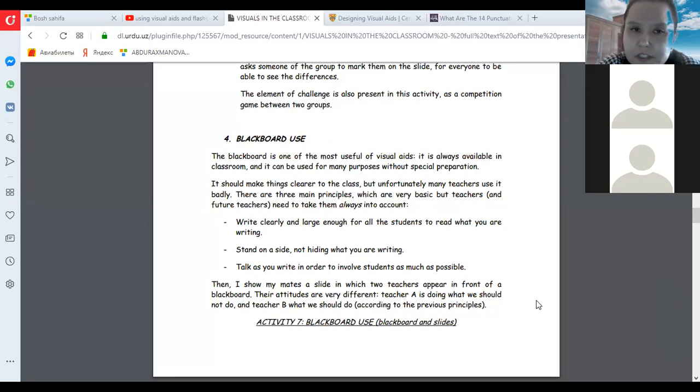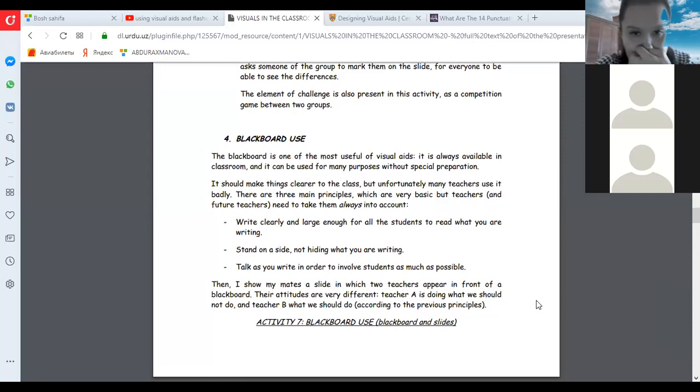Here, it's the definition of Blackboard use. The Blackboard is one of the most useful of visual aids. It's always available in the classroom and it can be used for many purposes without special preparation. Yes, and it should make things clear to the class, but unfortunately, many teachers use it badly.